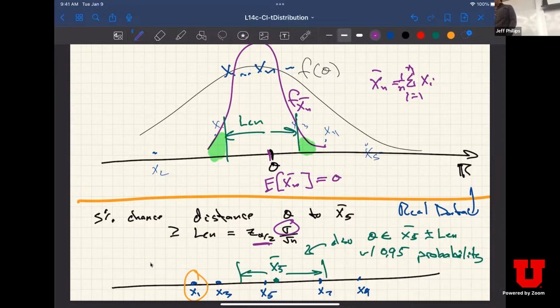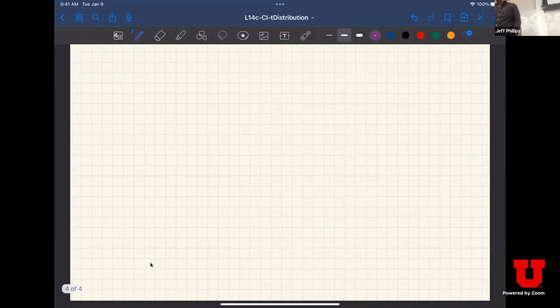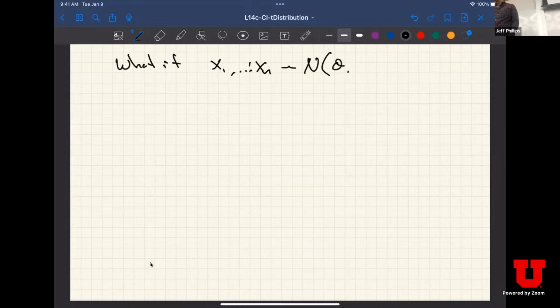So, okay, great. What I want to talk about today is: what if X1 through Xn are drawn from a normal distribution, mu, sigma squared, and we do not know sigma squared?